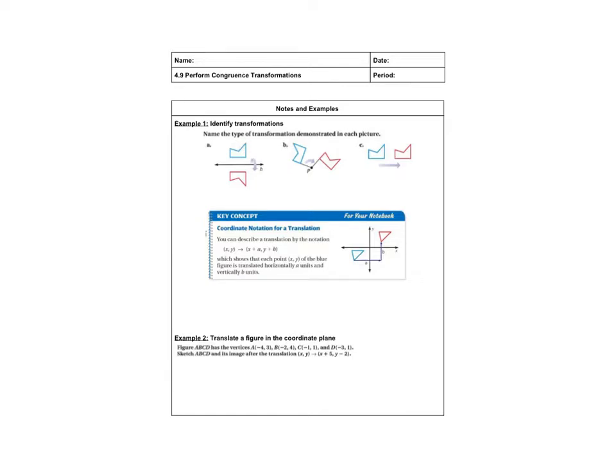Today we are wrapping up Chapter 4 with Lesson 9, and we're going to talk about performing congruence transformations. So we talked a little bit about transformations earlier in the chapter. Now we're going to show you what it looks like on a coordinate plane.